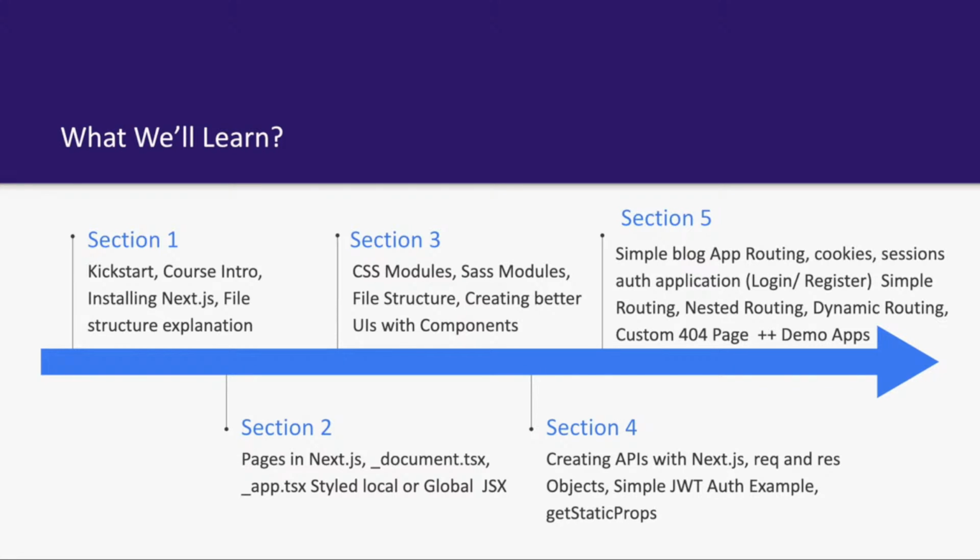And then we'll talk about how to do the API integration with the help of different helper methods like getStaticProps and all. We'll talk about CSS modules, because in Next.js we use CSS modules to add some styling to our HTML. So PostCSS, CSS modules, and Sass modules we will be creating.